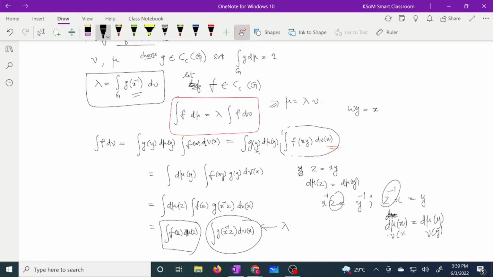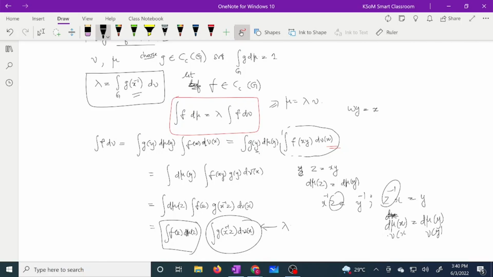What is the problem here? I want to get d nu of x here, but if it is x inverse z, x is my variable and z is the constant I am translating with. But I am translating on the right, and I don't know if mu is right invariant. I only know that mu is left invariant.